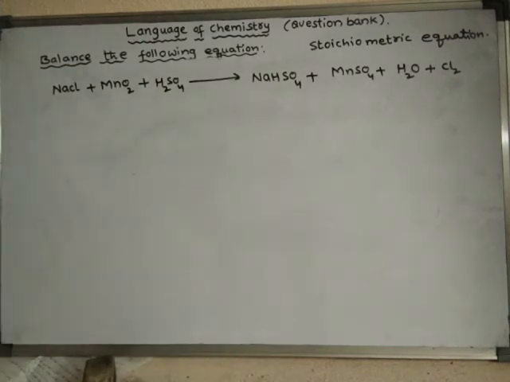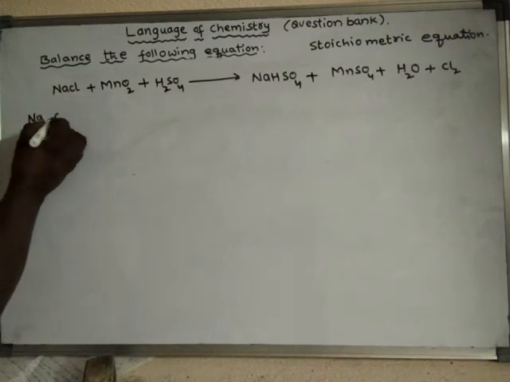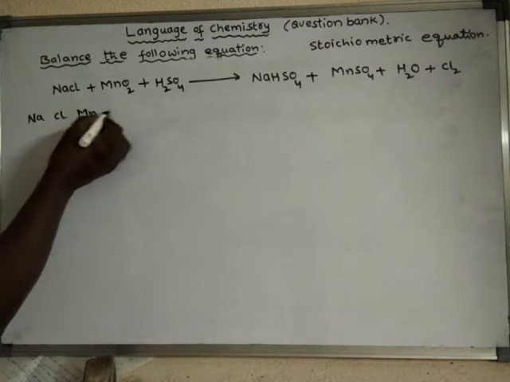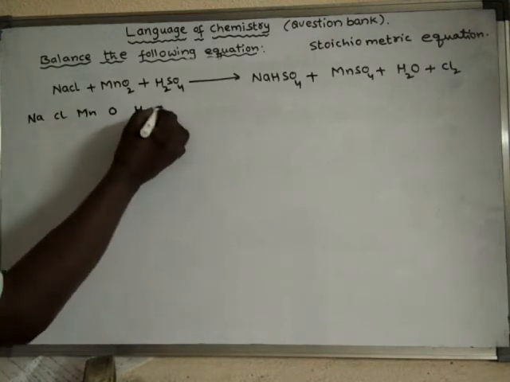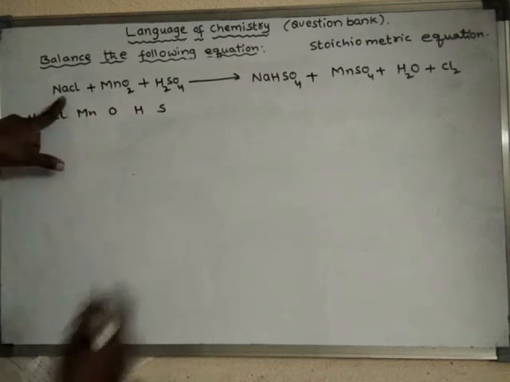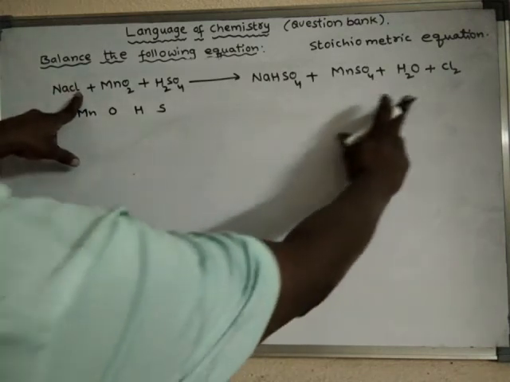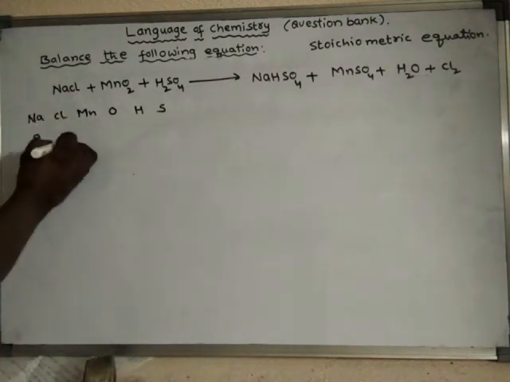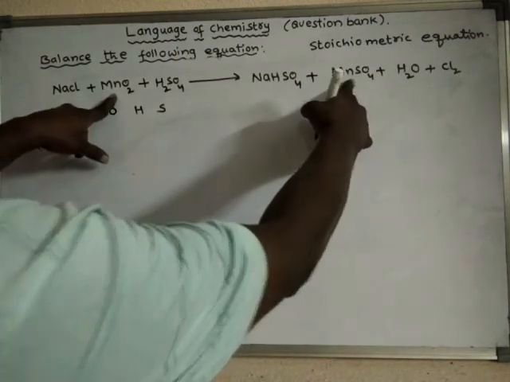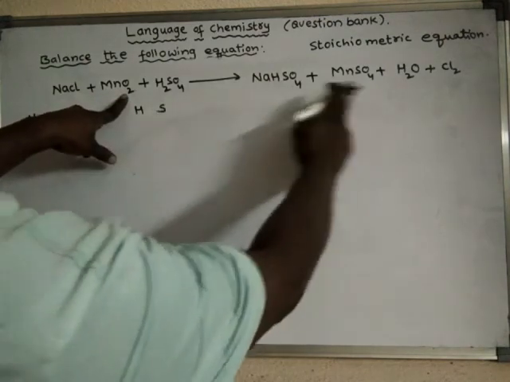So now we have to balance it. We will balance it by the frequency number method. First identify the elements present in it: sodium, chlorine, manganese, oxygen, hydrogen, sulfur. These are the elements, and we'll write the frequency numbers of these elements. Sodium is appearing at 2 places, so that means 2. Chlorine is also appearing at 2 places, hence its frequency number is also 2. Manganese is appearing at 2 places, its frequency number is also 2. Oxygen is appearing at 1, 2, 3, 4, 5 places.